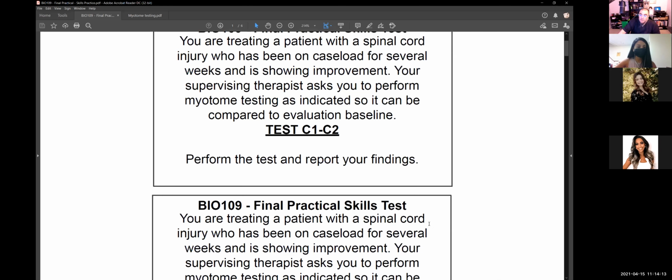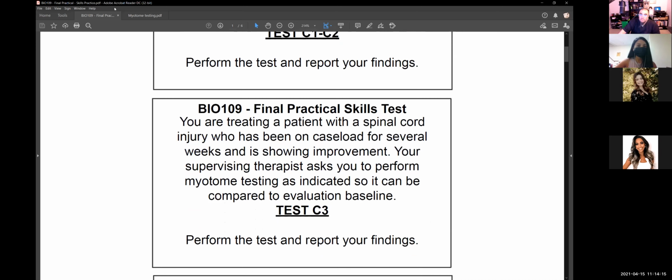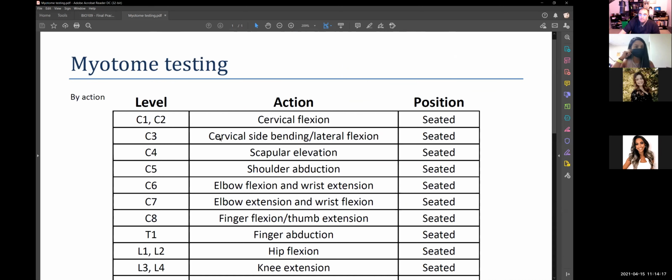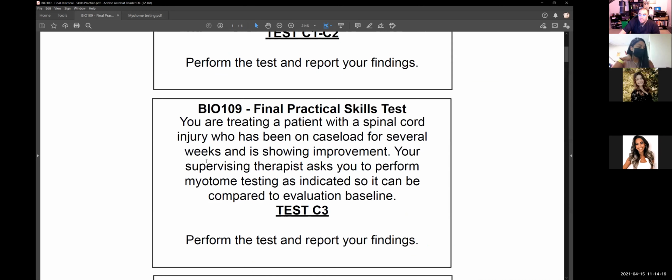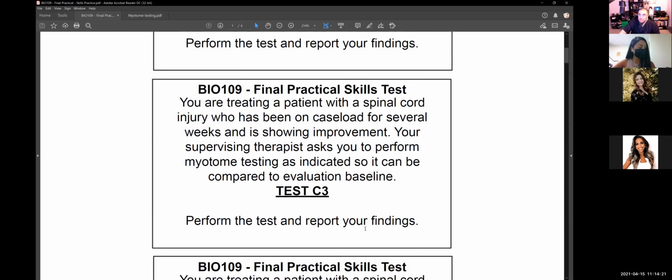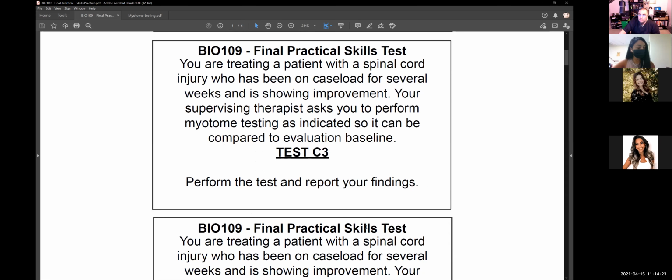So if that's C1, C2, let's go down to C3. Now we're going to keep moving down. Mr. McKeever? Yes. So for C1 and C2, you would have them flex their neck first before doing the test? Yeah, for all the tests, you want to see them do it first. I'm sorry, I should have specified that. That's going to come into play next semester as well when we get into manual muscle testing, because you're going to have them do the motion first.